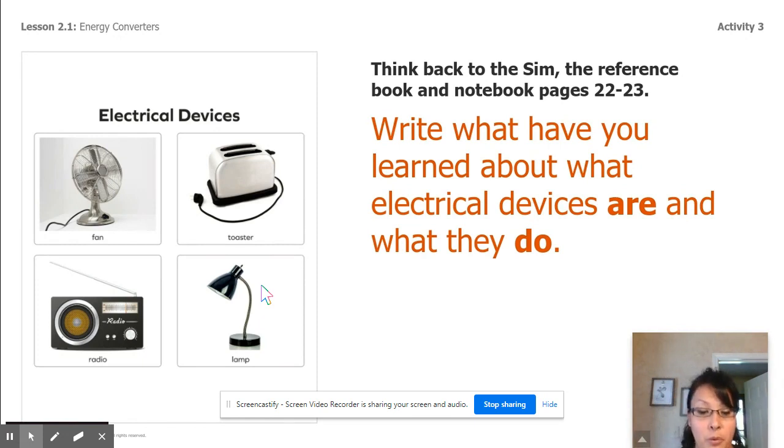So I'm going to do the first one for you. We know that a fan takes the input, which is electrical energy. The output, what it does, is motion energy, right? Like the fan rotates and it moves and it sends out forced air. So go ahead and stop this part of the video, and I want you to tell me what you've learned about the toaster, the radio, and the lamp.